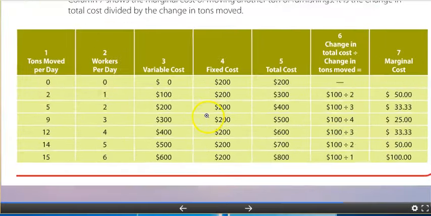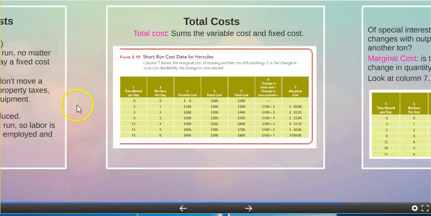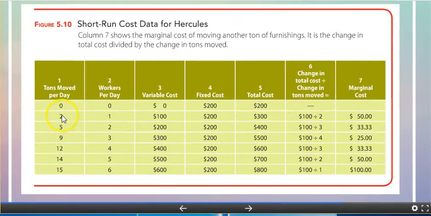Total cost sums the variable cost and the fixed cost. So if you have 1 worker, $100 variable, $200 fixed. Add them together, $300 is your total cost. So your total cost increased by $100 with each worker that is hired.